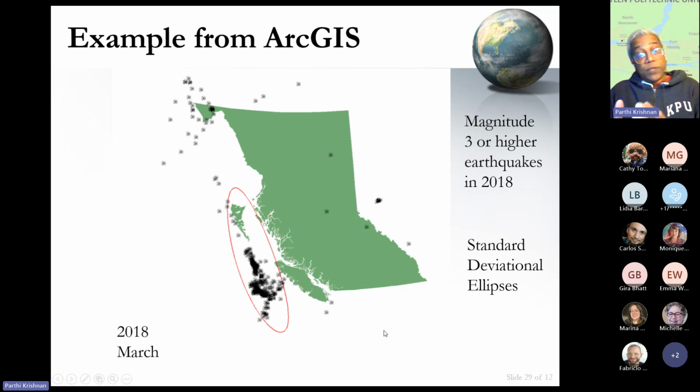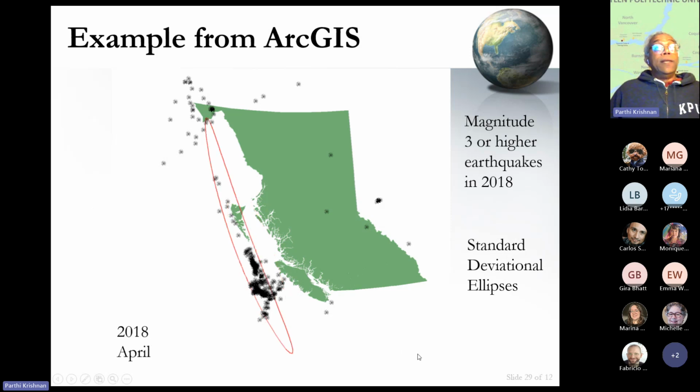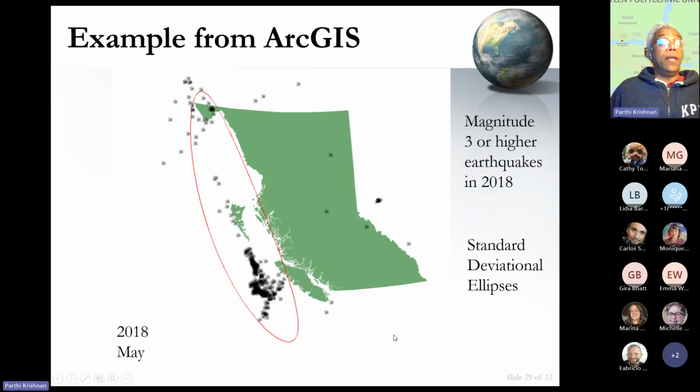In March, it is much tighter, so this gives an idea that most of the earthquakes happen in a rather small area within the subduction zone found here. And then in April, it is very narrow but much dispersed. In May, it becomes wider, and then things begin to become interesting. In June, the orientation starts to change and the variability becomes much more spread out.